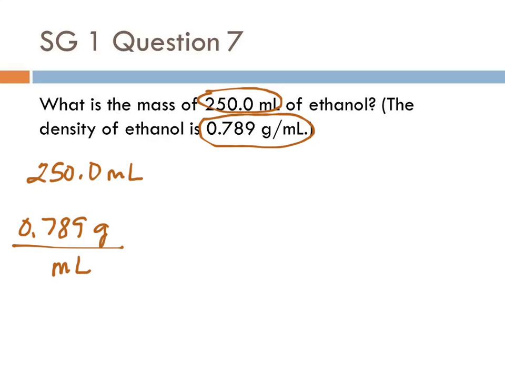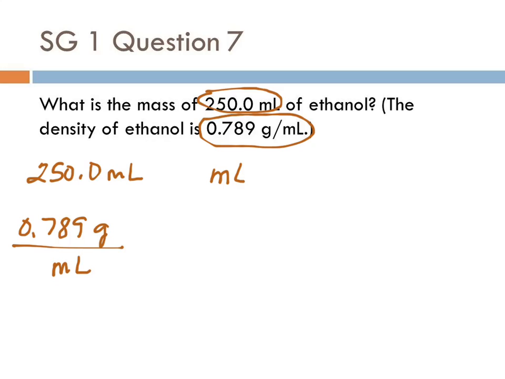So we'll look at the units here if we're confused about what number we're starting with. One of these is going to be used as a conversion factor. When we look at these, this is a single unit, milliliter, and this is grams per milliliter. This could be a conversion factor. 250 milliliters cannot be a conversion factor. So we're starting with milliliters.